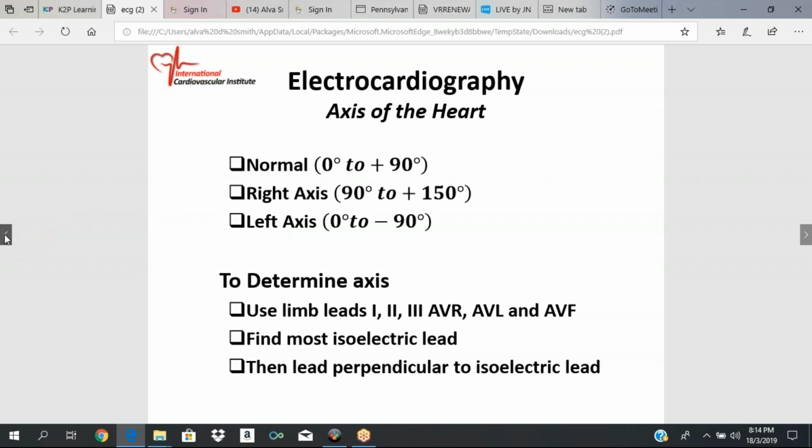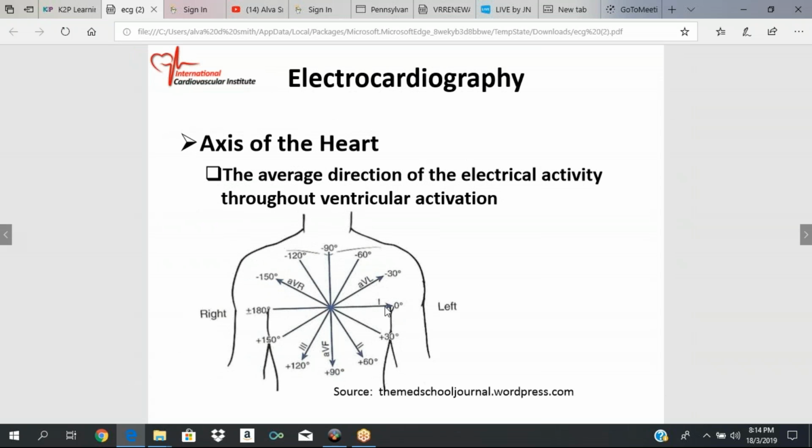So if we go back, 0 and 90 is right here. The normal axis should be within this quadrant, 0 to plus 90. Again, we said the impulse is coming from the SA node in this direction, so it can be anywhere from 0 to plus 90. That's a normal axis.